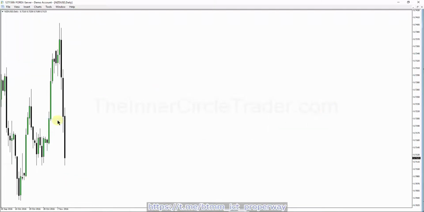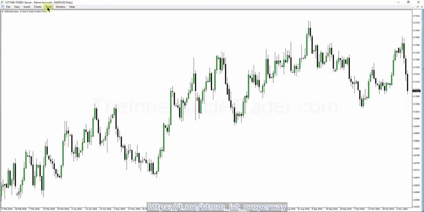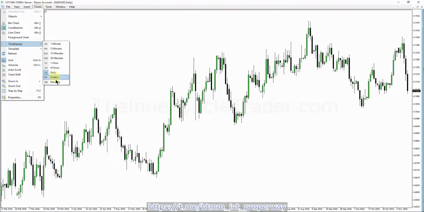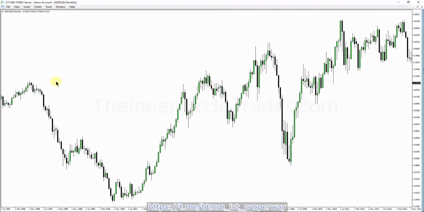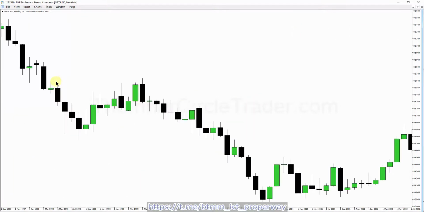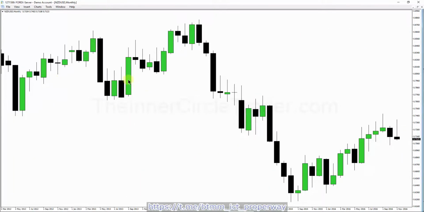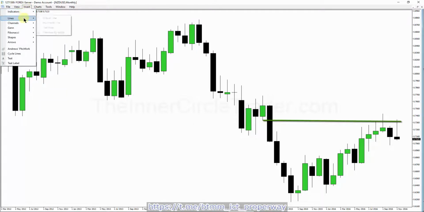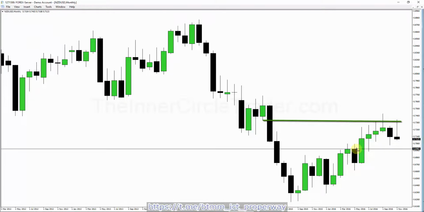Let's use Kiwi dollar. And go to a monthly. Okay, so we have the last down candle here and the most recent up candle here. Okay, and we've moved away from the last up candle, exercising this as a bearish order block.